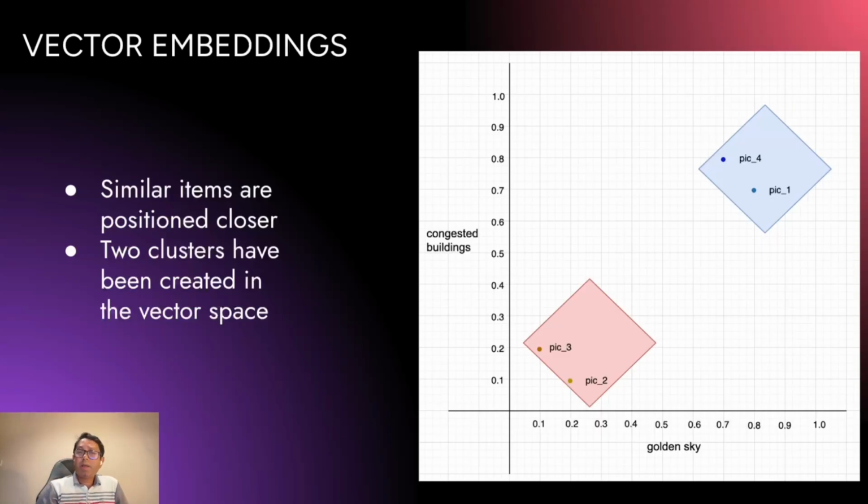Now, if we pick only two dimensions from each of the embeddings and plot those in a two-dimensional graph, it will look like this. In the x-axis, we have plotted the golden sky feature, and in the y-axis, we have plotted the congested buildings feature. So the graph has become a vector space now. In this vector space, similar items are positioned closer, dissimilar items are positioned far apart. So two clusters have been created here. In one cluster, picture 1 and 4 are placed. In another cluster, picture 2 and 3 are placed. This is a simplified two-dimensional graph. For real vector embeddings, there will be hundreds or even thousands of dimensions.